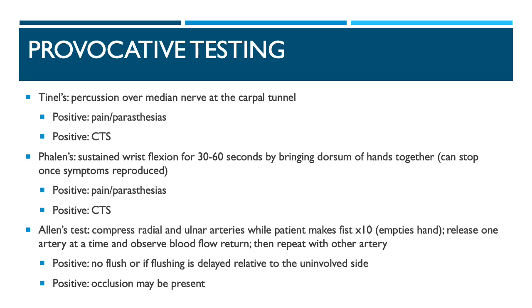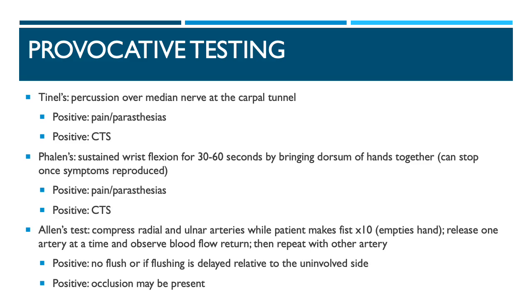So Tinel's test can be performed over the median nerve at the carpal tunnel, where you tap over the nerve for 30 seconds to a minute, and pain and paresthesias in the median nerve distribution in the fingers would be positive of CTS. This Tinel's test can be performed for any peripheral nerve that's superficial enough. So you can do it over the ulnar nerve through Guyon's canal. You can do it for the radial nerve over the radial tunnel. You just want to indicate where the test was performed.